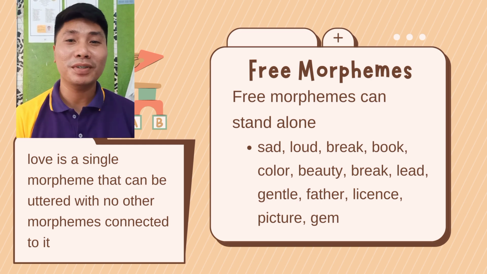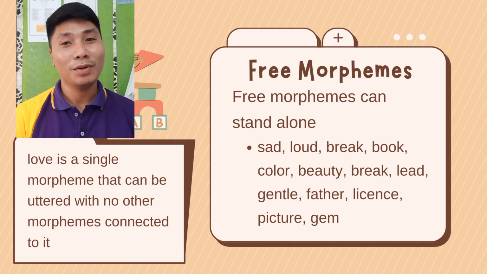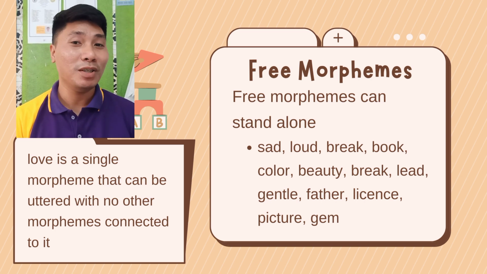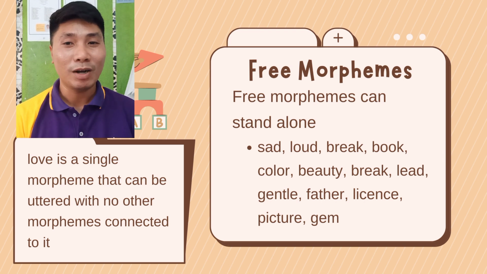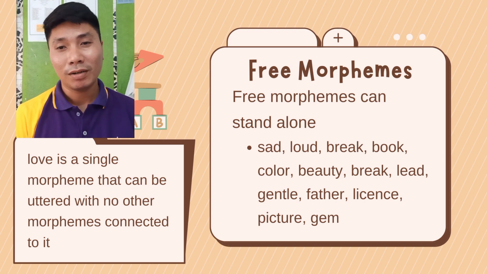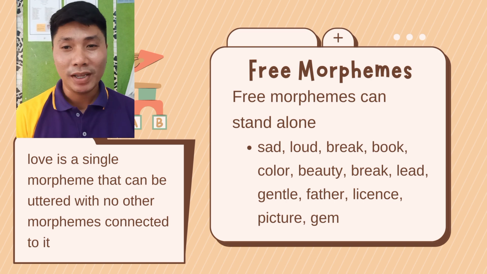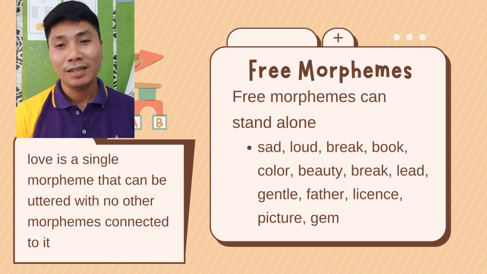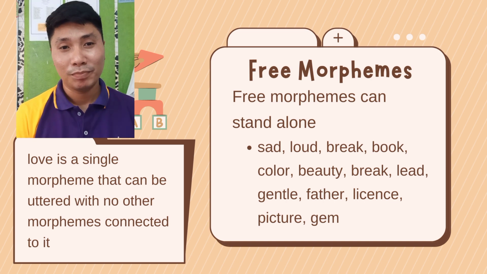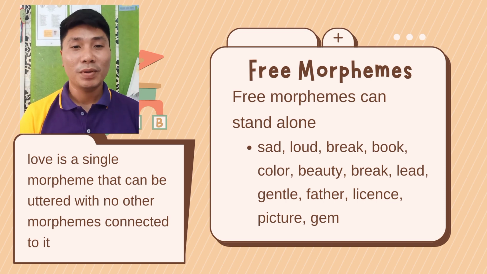Free morphemes can stand alone. So these are the root words or what we call the base words. For example, the words sad, loud, break, book, color, beauty, lead, gentle, father, license, picture, and gem. Love is a single morpheme that can be uttered with no other morphemes connected to it.